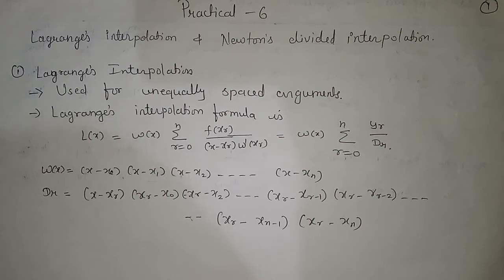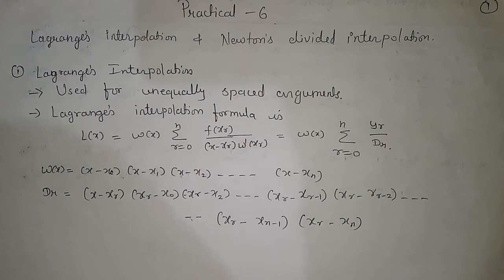Now, these are the formulas for equally spaced arguments. If we are asked to calculate the value of y for some value of x, and the arguments are unequally spaced, then we will use Lagrange's interpolation formula and Newton's divided difference interpolation. If the question specifies Lagrange's or Newton's, we will use that accordingly. Otherwise, you can choose either of these two methods to solve any question based on unequally spaced arguments. So first of all, we have Lagrange's interpolation.